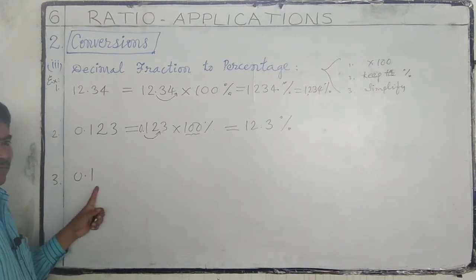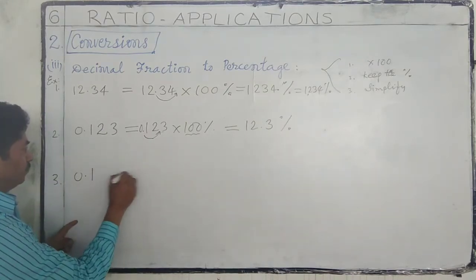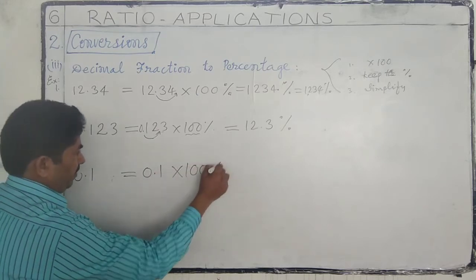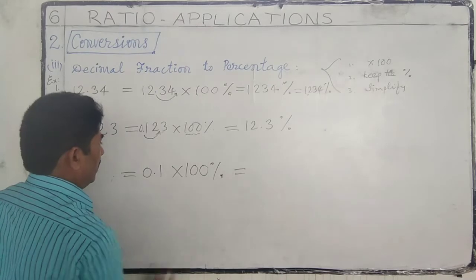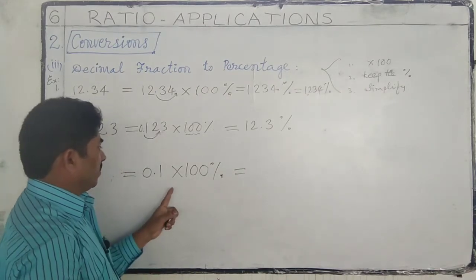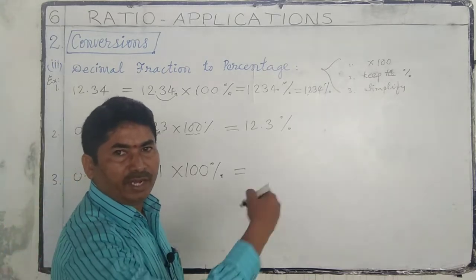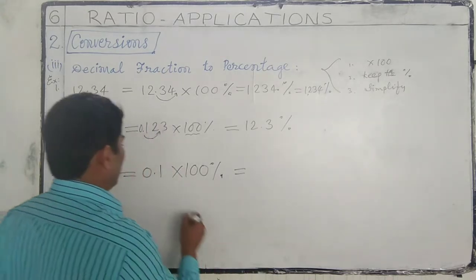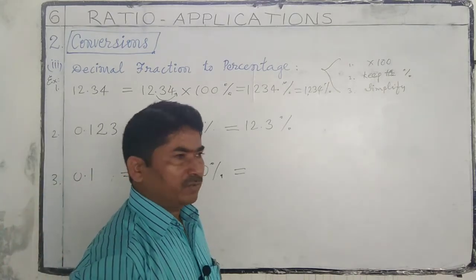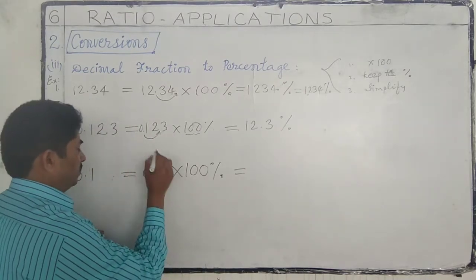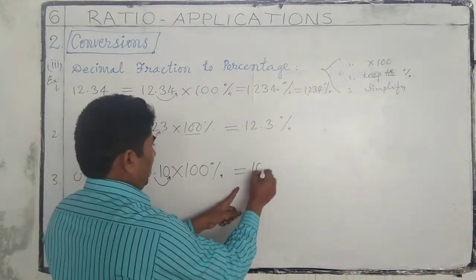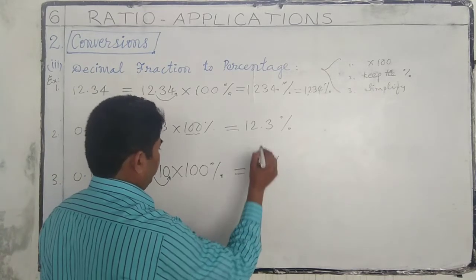Next, 0.1. 0.1 into 100 percentage. To multiply by 100, we have to shift the decimal point to the right by 2 places. If there are not sufficient places in the decimal part, we keep as many zeros as needed. Then 10 percentage.